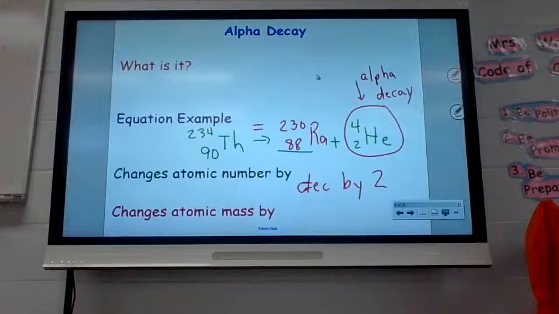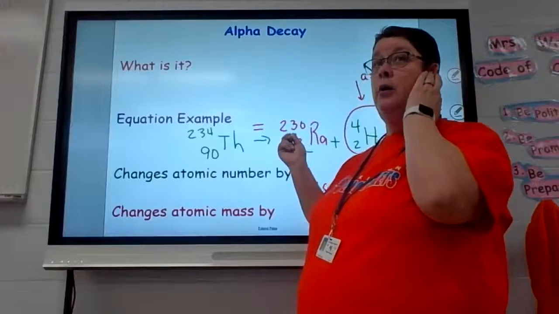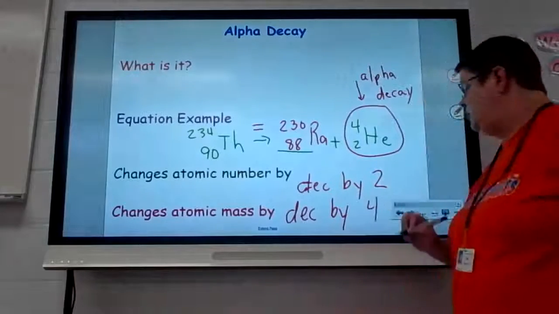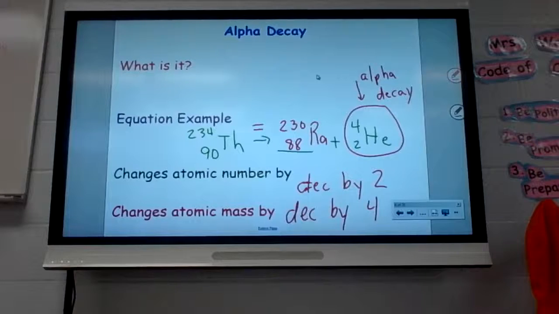Now, what happened to the atomic mass? The atomic mass was what? And it changed to what? It decreased by how much? All right. So, whenever you undergo alpha decay, it always decreases. Okay? They both decrease, the atomic number and the atomic mass. They decrease by 2 and by 4. This will be important when we talk about beta in a minute because they're not going to decrease.